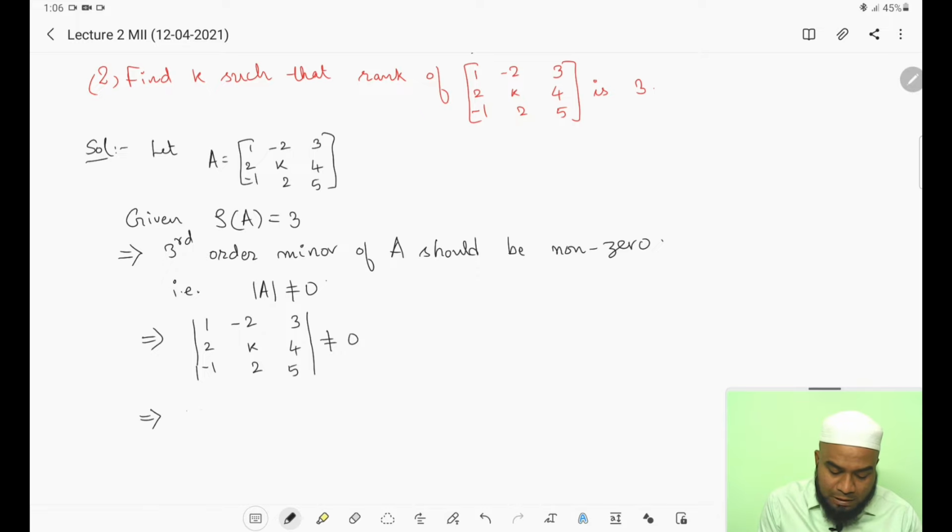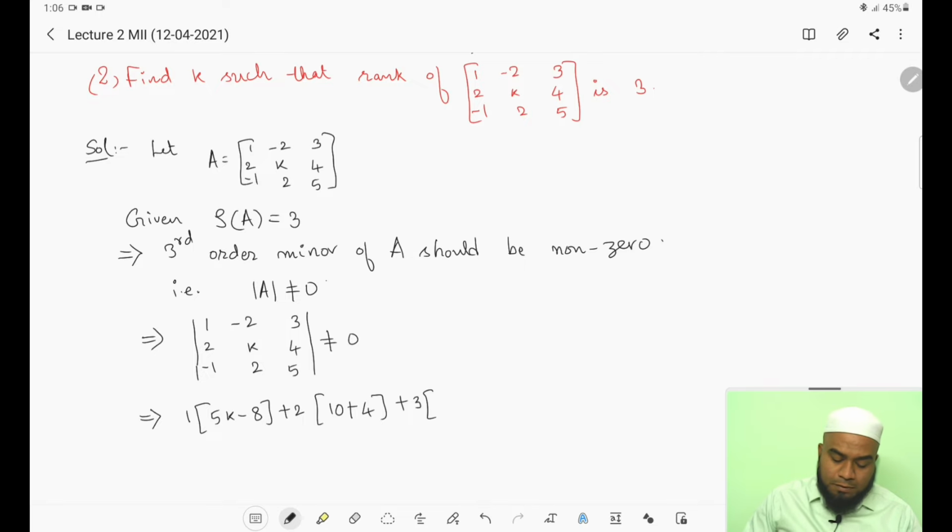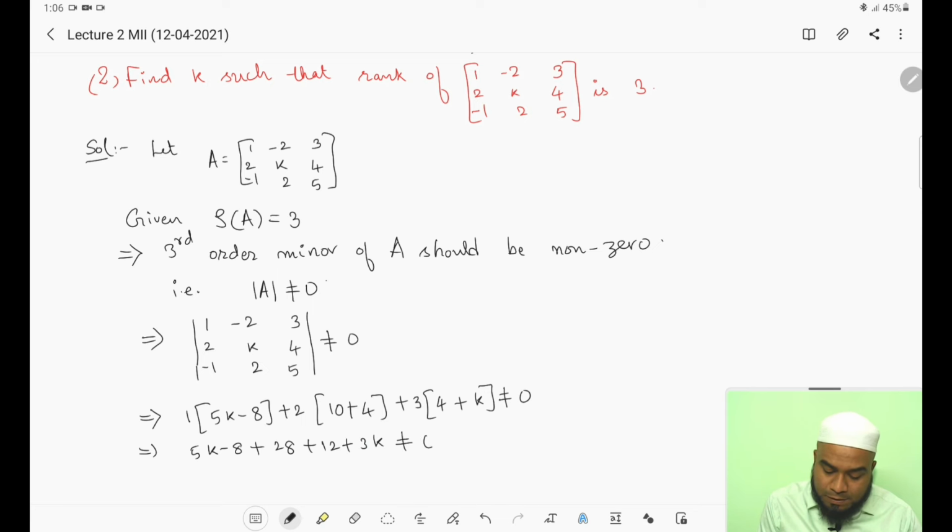Let us simplify this determinant. What we will get? 1 into 5k minus 8, then plus 2 into 10 minus minus 4, which becomes plus 4, then plus 3 into 2 times 4 minus minus k, which becomes plus k. This is not equal to 0. We have to simplify this. So we get 5k minus 8, plus 14 into 2 is 28, then plus 4 3s are 12 plus 3k. This is not equal to 0.